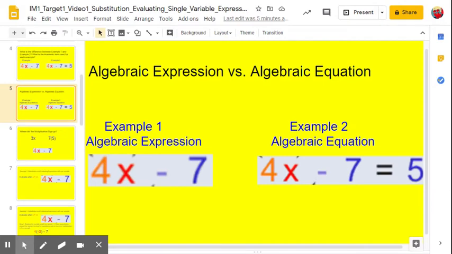In example 1, which we're going to be working with today with algebraic expressions, we can evaluate the expression. So if I say, x is 5, we can figure out what's the value of that expression. If I say, x is negative 3, we can figure out the value. If I say, x is 2/5, we can figure out the value. If I say x is 7.6, we can figure out the value of this expression.